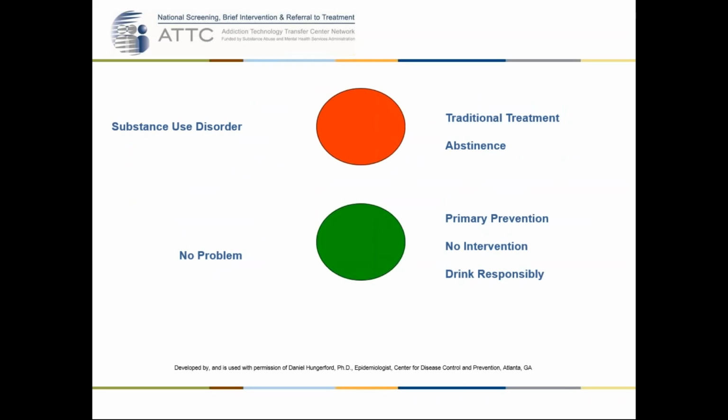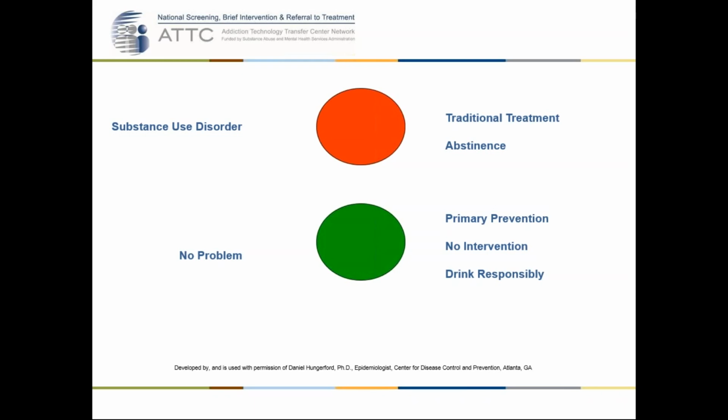We sort of do nothing or we throw everything at a problem. And historically, we've done that. If someone doesn't meet substance use disorder criteria, we say, oh, they don't have a problem. We generally say, oh, drink responsibly. A lot of public campaigns around drink responsibly. We don't really do anything. We don't provide any intervention.